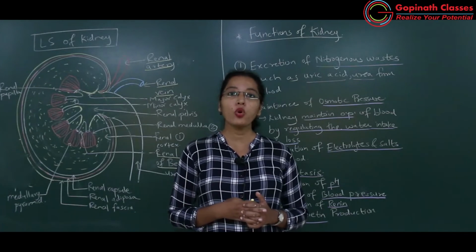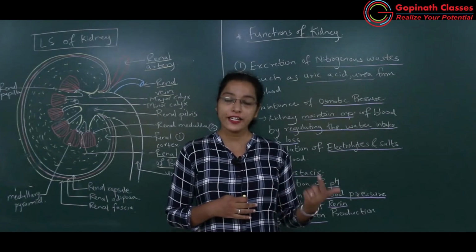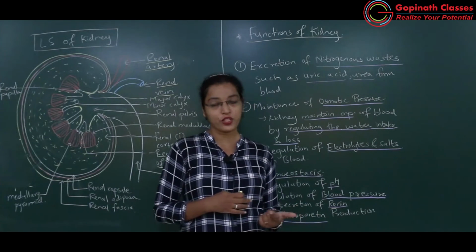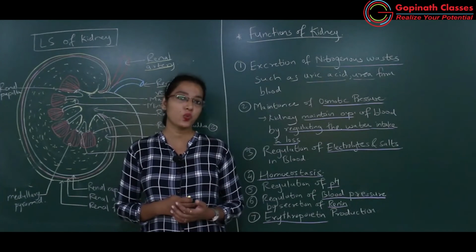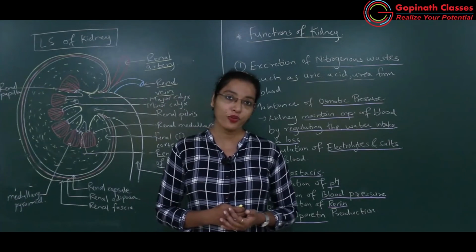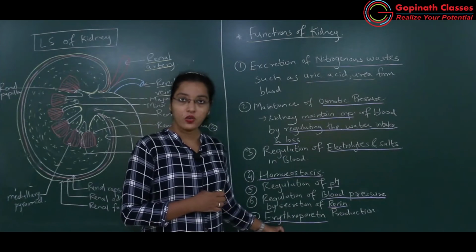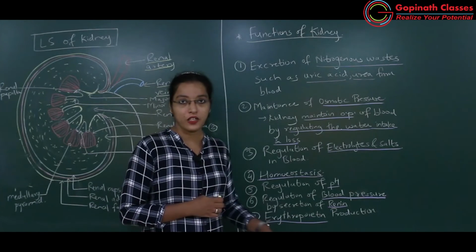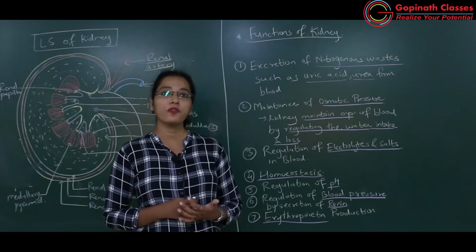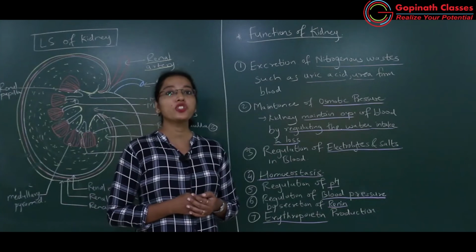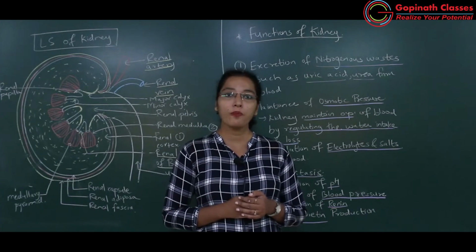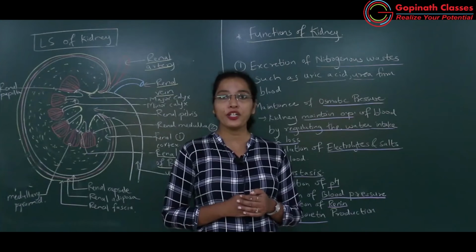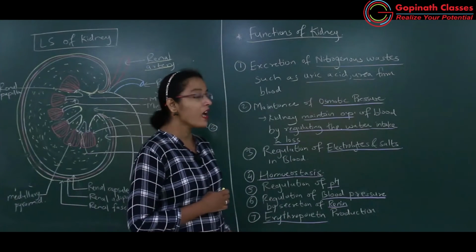So red bone marrow में erythrocytes, that is RBCs, are produced, and these RBCs will be produced in large quantity because of this hormone, that is erythropoietin. So erythropoietin is a very important hormone which stimulates production of RBCs in our body. So it is a very important role which is played by kidney.